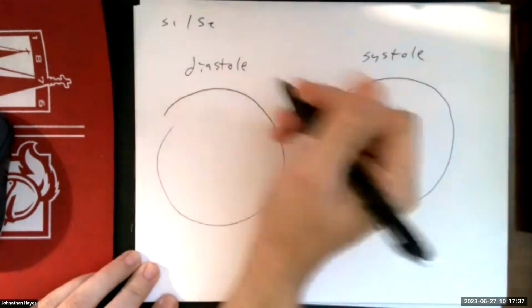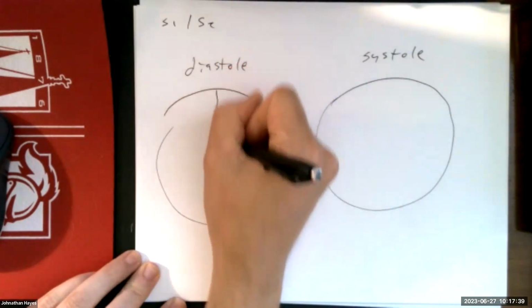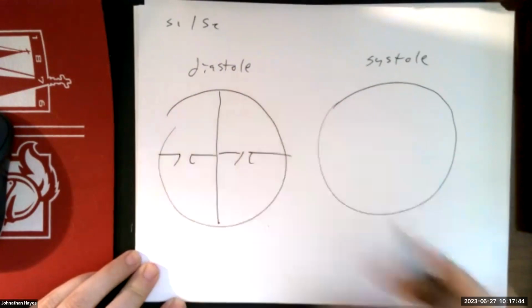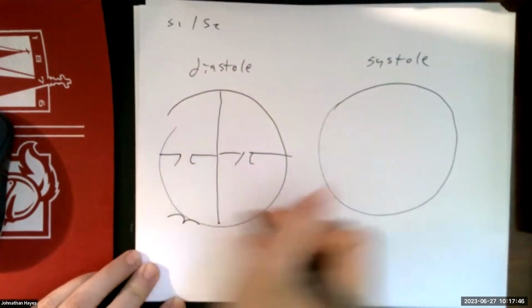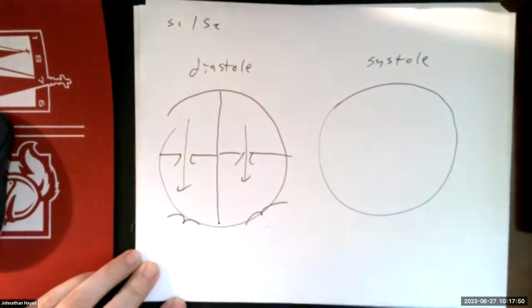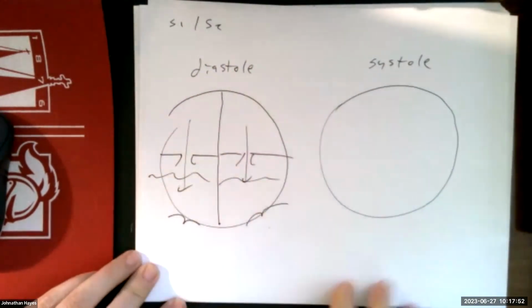So during diastole, what valves need to be open? What valves need to be closed? Well, if I'm refilling the ventricles, then clearly AV valves need to be open. Semilunar valves need to be shut, right? Because we're refilling, okay? So refilling.